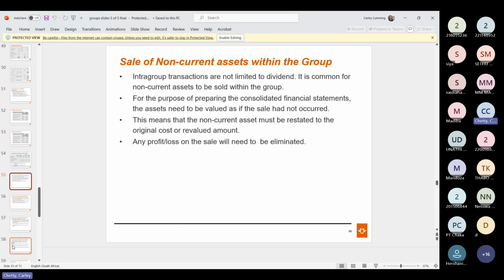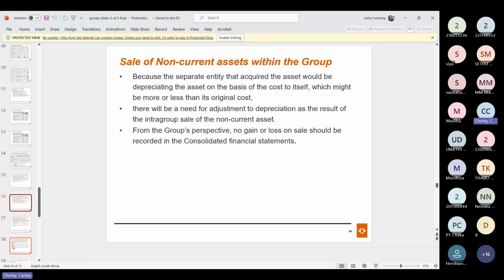So therefore, if there's a sale between P and S of an asset, in the consolidated financial statements, we have to pretend that the sale never took place. So this means that the non-current asset must be restated to the original cost or the revalued amount, and any profit or loss on the sale will need to be eliminated. So because the separate entity that acquired the asset would be depreciating the asset on the basis of the new cost, this might be more or less than the original cost, okay? So there's a need to adjust any depreciation as a result of the intragroup sale for the non-current assets. So from the group's perspective, no gain or loss should be recorded in the consolidated financial statements.